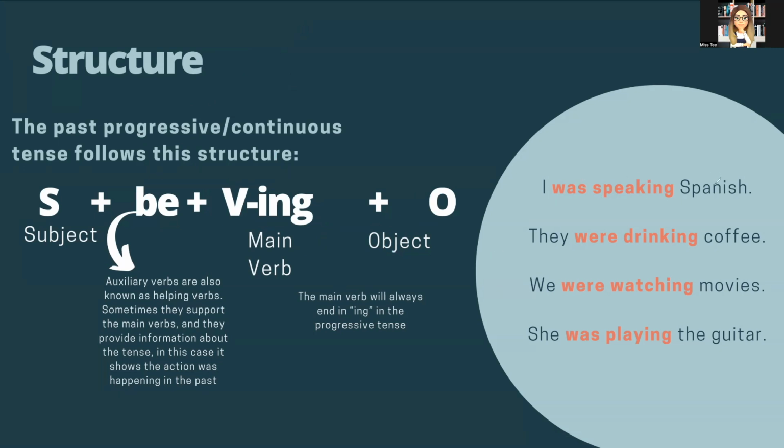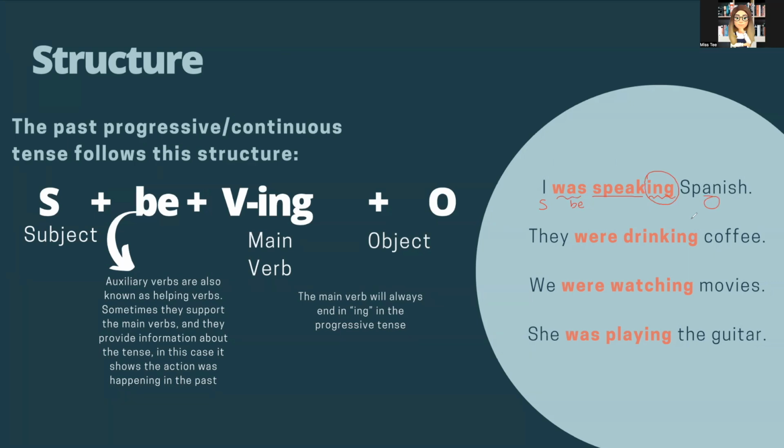I was speaking Spanish. In this case, the subject is I, was is our form of be. Speaking, this is the main verb, and then we've added ing here. So together, this part, was, shows us it's in the past, and this part on the verb, ing, shows us it's a continuous action. Spanish is the object of the sentence.